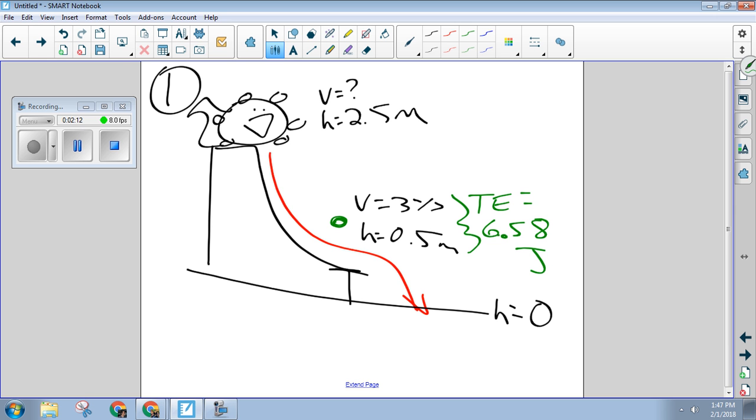Now, up at the top, I can find my GPE. It turns out to be 17.15. Is my total energy still 6.58? No, it can't be for two reasons. One, you'd have to have a negative kinetic energy, which can't ever happen. Two, there's friction. There's a non-conservative force. Their total energy has to change. All right? So, as he goes down the slide, there's friction.